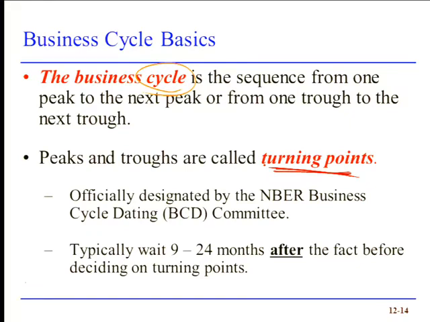The Business Cycle Dating Committee actually looks at monthly data. The peaks and troughs are identified by month, not by quarter. Remember, real GDP is quarterly data. So they set that aside.